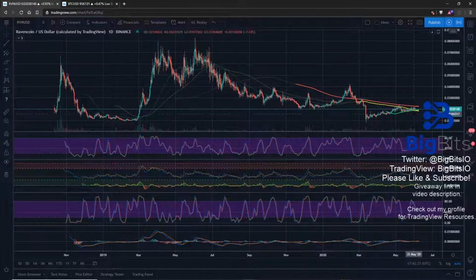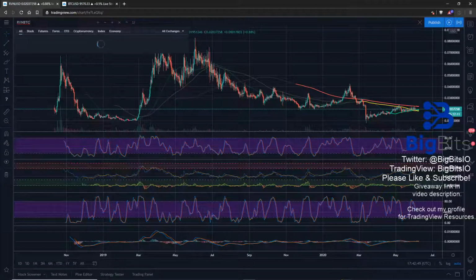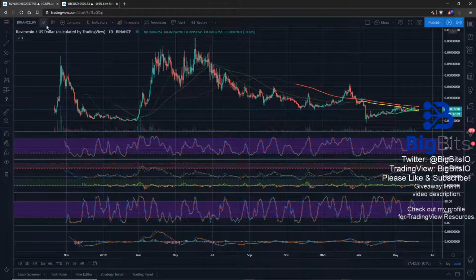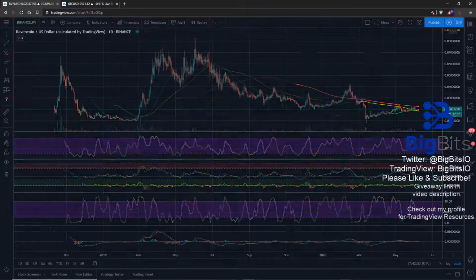That has a lot of potential. It's at 2 cents, previous highs around 7. It doesn't have as much potential as some other coins, but it's definitely got a lot. Let's take a look at it on the weekly as well.